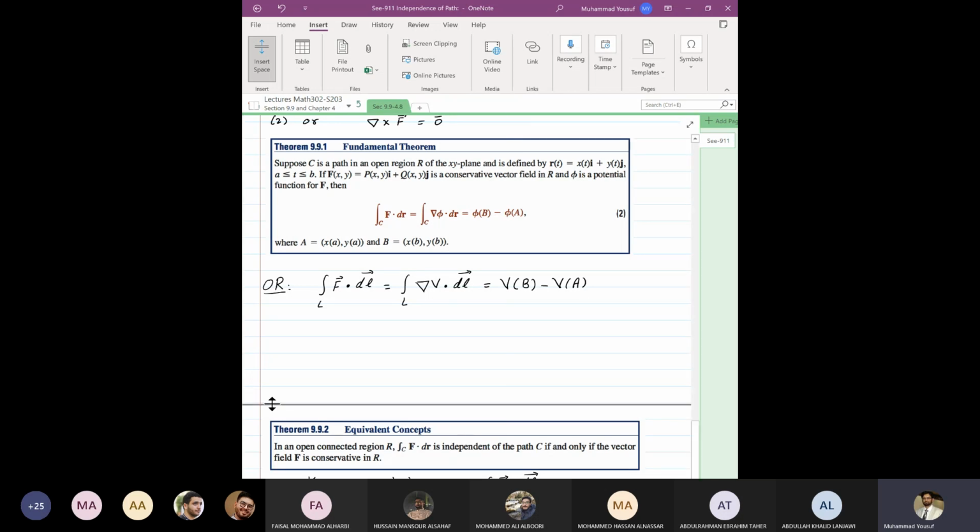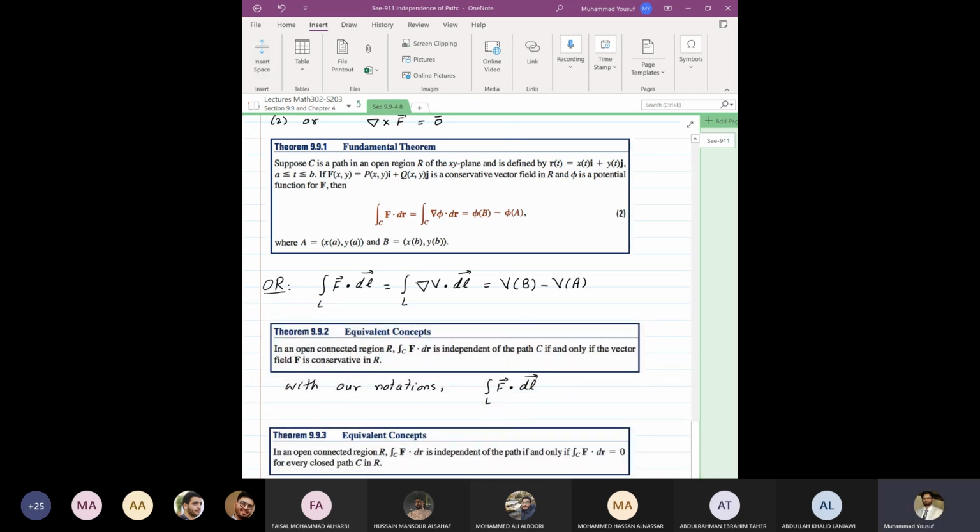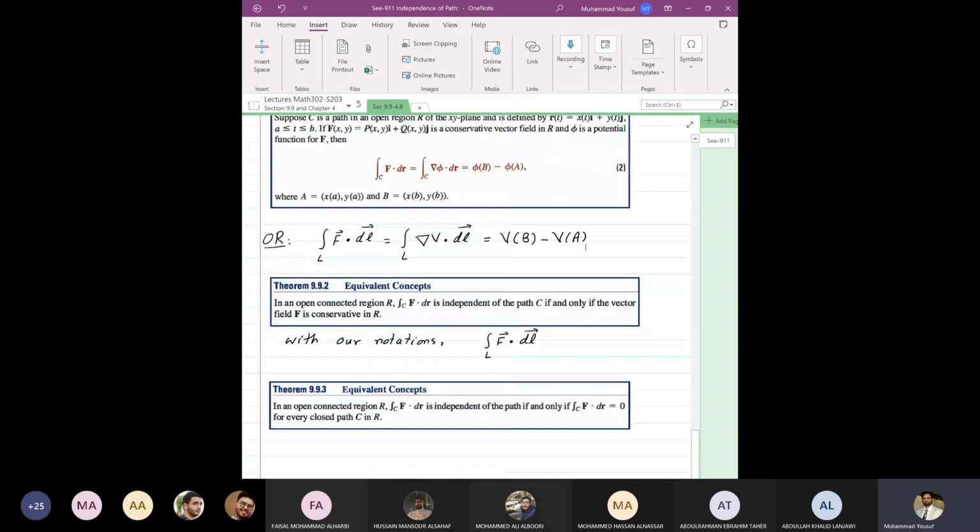Okay. Now, the equivalent concept is that when the integral does not depend on the path, we also say it is independent of path. When the integral depends only on the endpoints, then it is independent of path. It depends on the endpoints only. So we also say that this integral is independent of path if and only if the vector field is conservative.